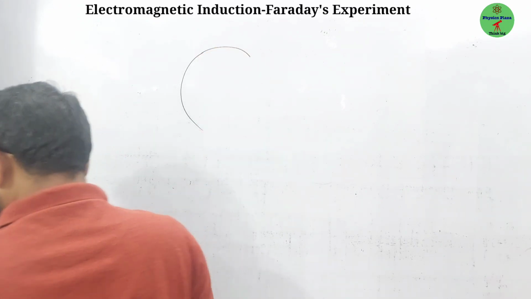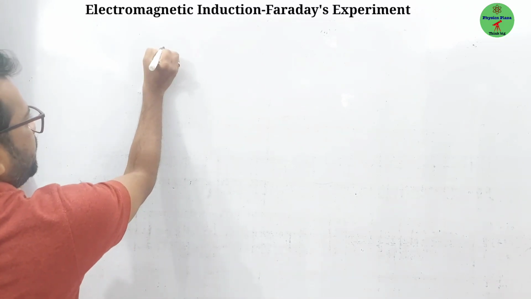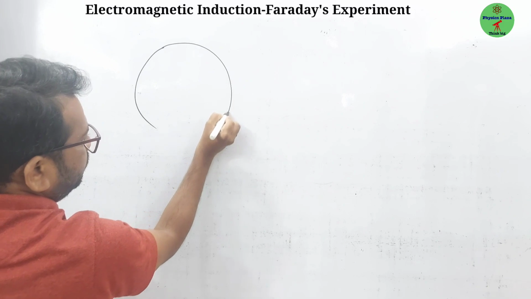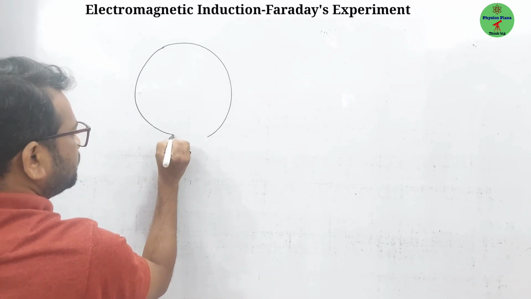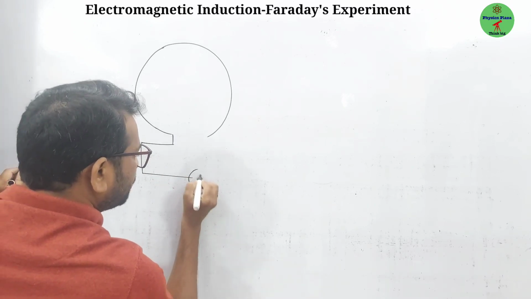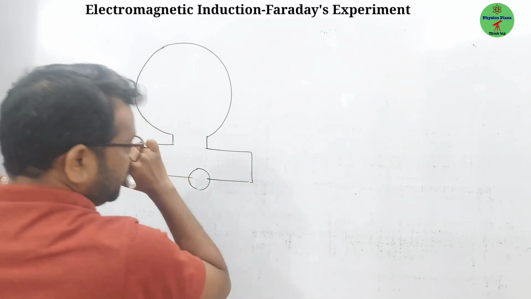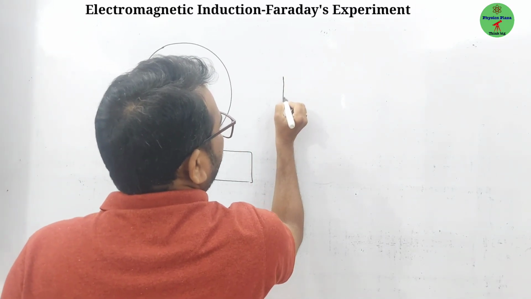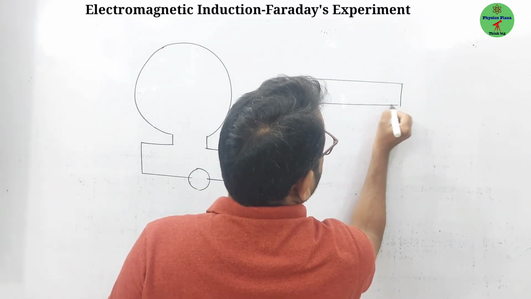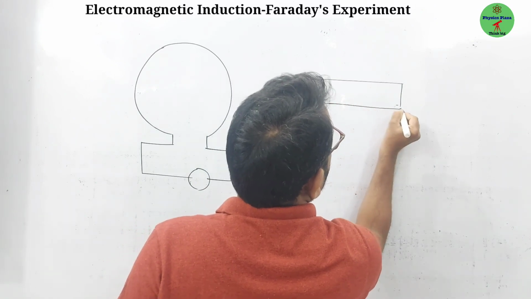What is a magnetic flux? The number of magnetic field lines which are passing through a certain area, or simply we can say the number of field lines which are passing per unit normal area, is called magnetic flux. If more field lines are passing, the magnetic flux is more. If fewer field lines are passing, the magnetic flux is less. Okay, fine.